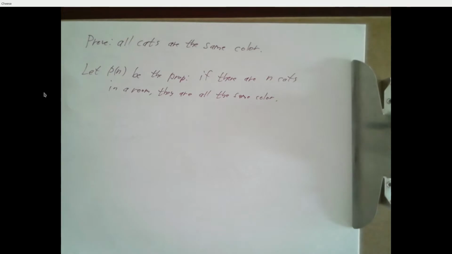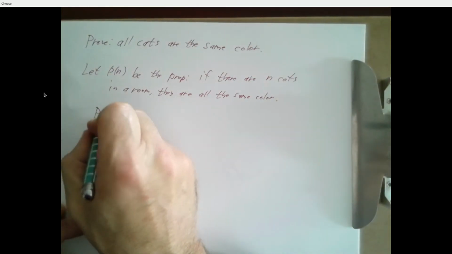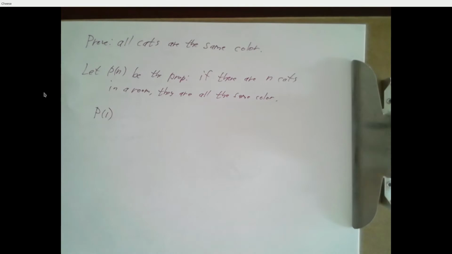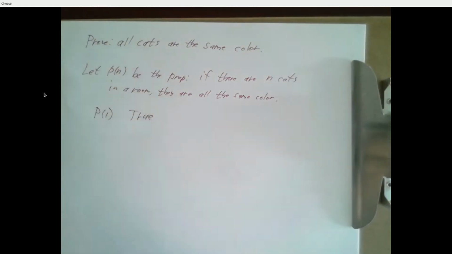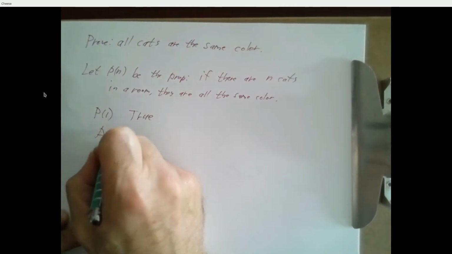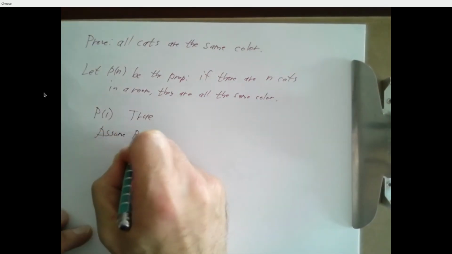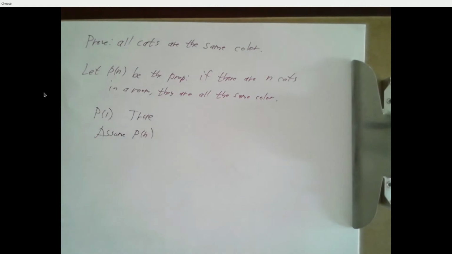All right, base case, P of 1. Got a room, there's one cat inside. Are all the cats in the room the same color? Yes. They might be gray, they might be orange, but P of 1 is definitely true. Okay, so now let's assume P of n, and let's prove P of n plus 1.